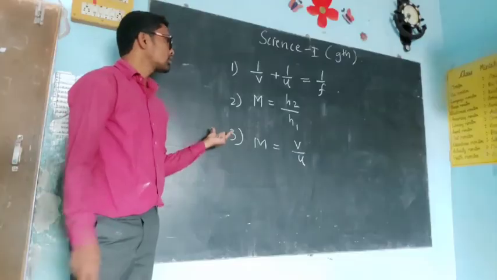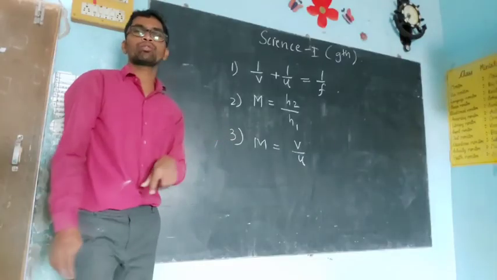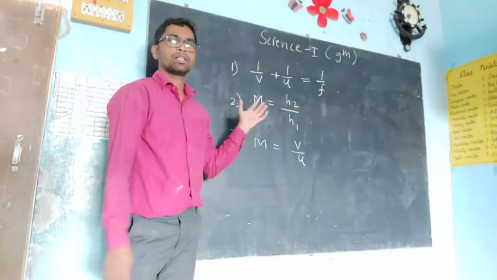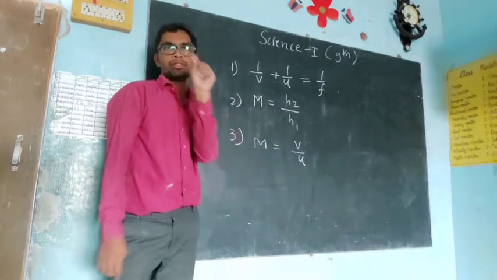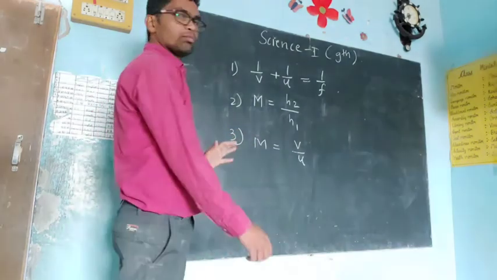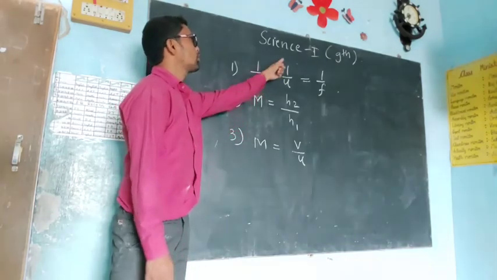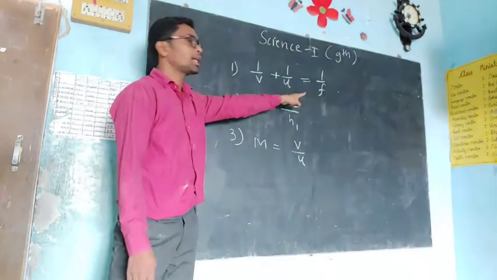See, now I have written 3 formulas. You have to write them down in your notebook and learn these 3 formulas, because in the test also the same formulas come with small changes. Okay. This is the mirror formula: 1 upon v plus 1 upon u is equal to 1 upon f.